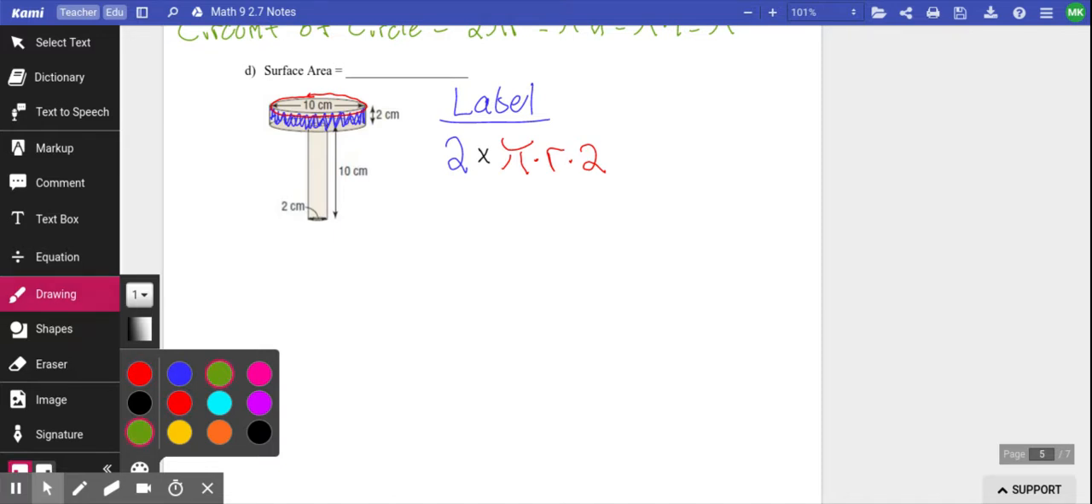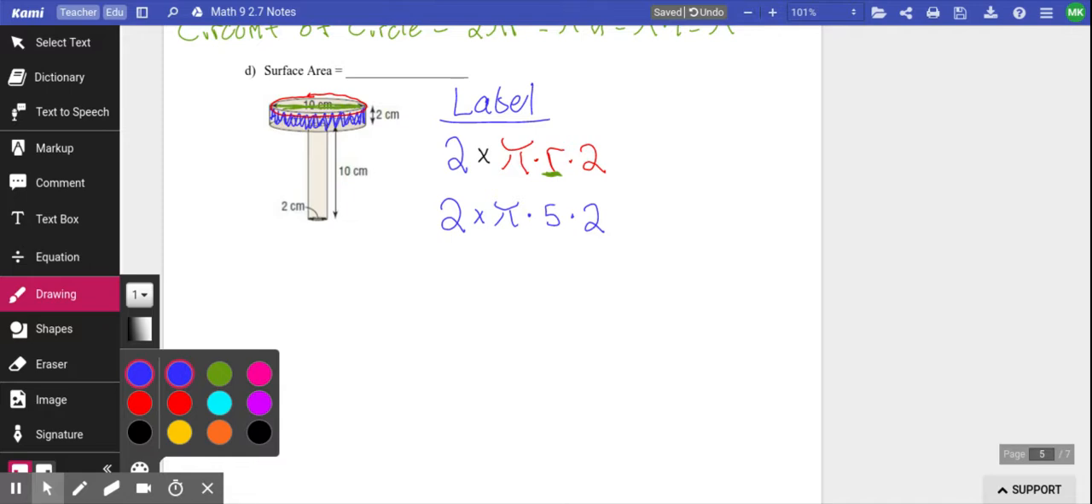Awesome. Your radius. For this top cylinder, what is your radius? 5. Yeah, it's 5. On the top, they've given you 10, but that 10 distance is all the way across. That's the diameter all the way across. The radius is half of that, which would be 5. So our equation that we need to put into our calculator is 2 times pi times 5 times 2. And that will tell us the area of the label of that top cylinder, the one that kind of looks like a tuna can.